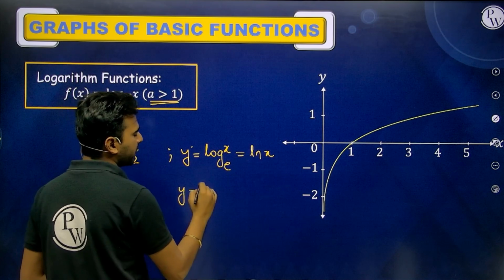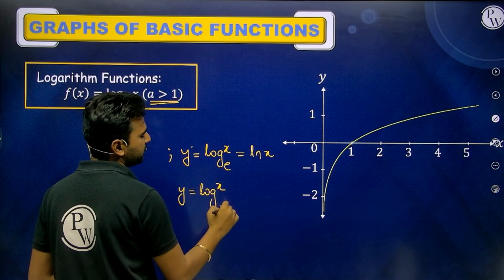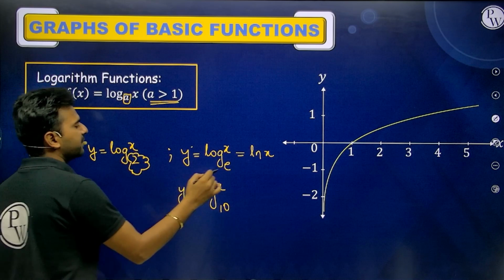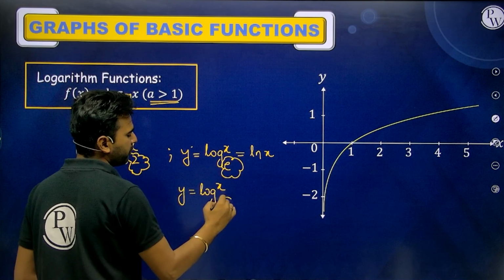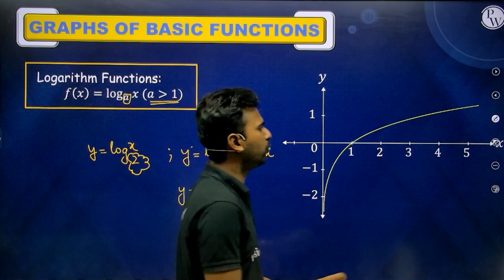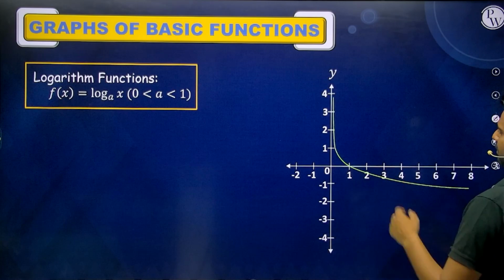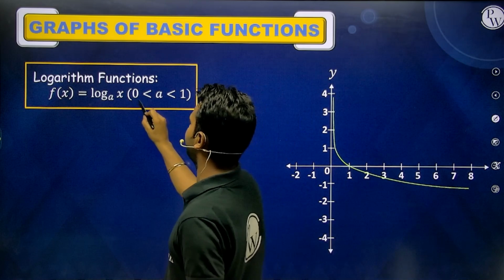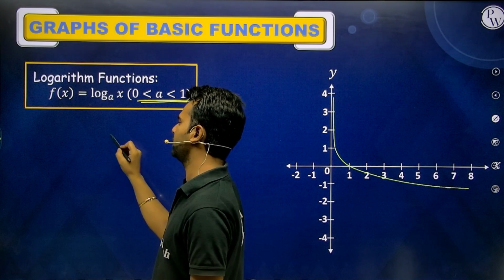If I say draw the graph of y is equal to log x base 10, the graph will be drawn like this, because in each of these expressions the base is greater than 1. I hope you guys are aware of all this. Okay, moving ahead, kids. Whenever the base is between 0 to 1, the graph is formed like this.